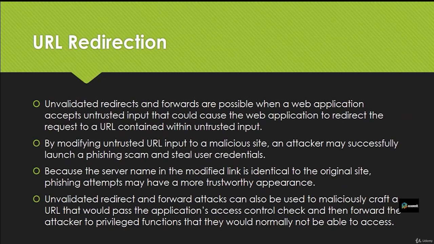Now let's talk about what URL redirection is. Basically, URL redirections are possible when a web application accepts untrusted input, and by modifying this untrusted input, we can redirect to a malicious website. In that case, an attacker may successfully launch a phishing scam or steal user credentials. You must be wondering how we can hunt for URL redirections. You just need to find a URL parameter having some kind of tendency to redirect somewhere.